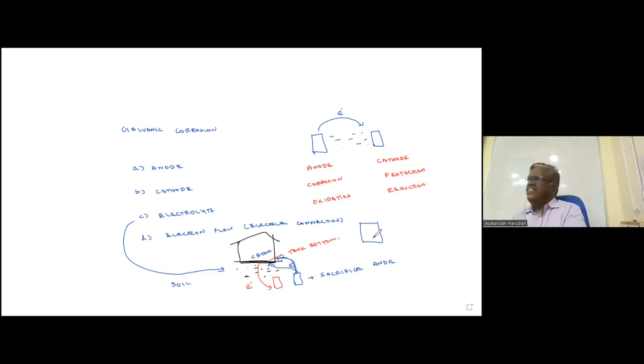Maintenance cost is high. There is also a stray current problem. Sometimes, if we have some other metal, current will go in that direction instead of going to the tank. These are the basics of cathodic protection. So you understand this? What is meant by cathodic protection?